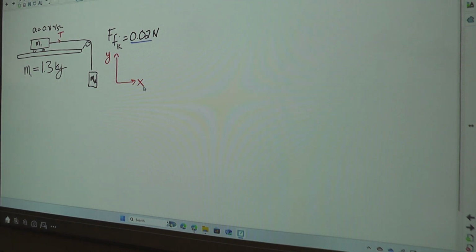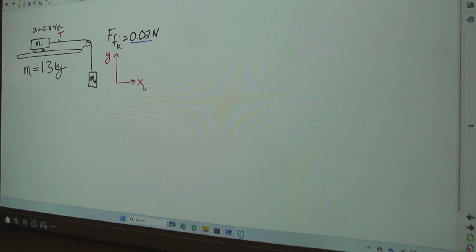My cart is moving to the right. That means friction is going to be opposite the direction of motion. Because it's opposite the direction of motion, does that make it negative? Nope. If it's moving in the negative direction, then friction will be in the positive direction. Friction is in the opposite direction of motion, but there's no such thing as a negative force.